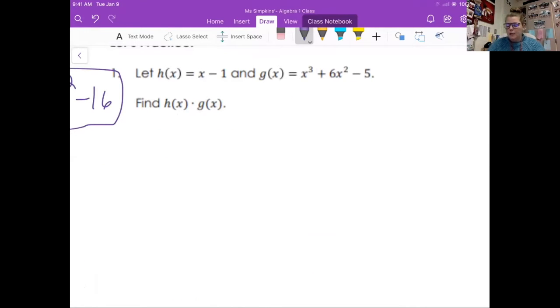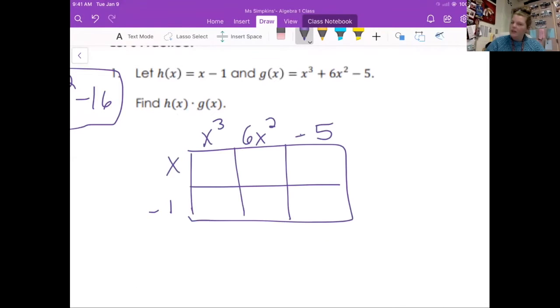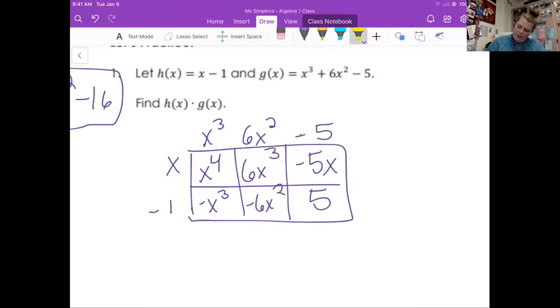x minus 1 times x to the third plus 6x squared minus 5. Okay, so for each piece here, you should have gotten x to the fourth, 6x to the third, negative 5x, negative x to the third, negative 6x squared, and positive 5. There was only one set of like terms, which was the x to the thirds.